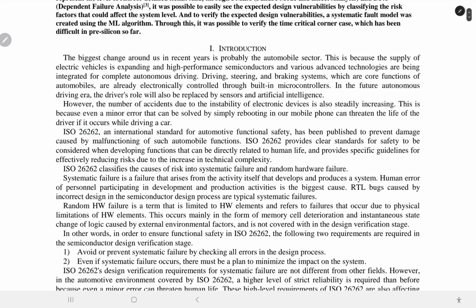ISO 26262, an international standard for automotive functional safety, has been published to prevent damage caused by the malfunctioning of such automobile functions. ISO 26262 provides a clear standard for safety to be considered when developing functions that can be directly related to human life, and provides specific guidelines for effectively reducing risk due to the increase in technical complexity.